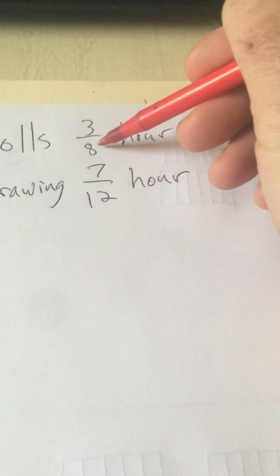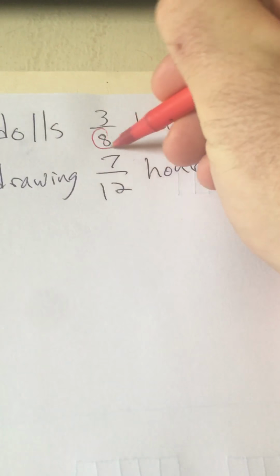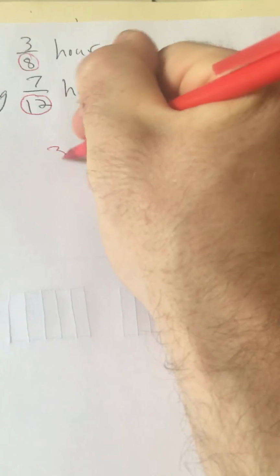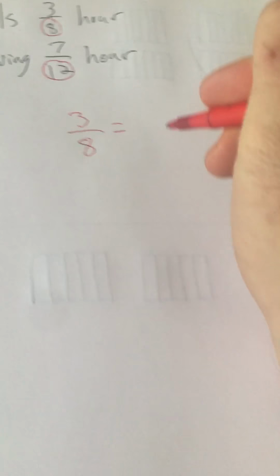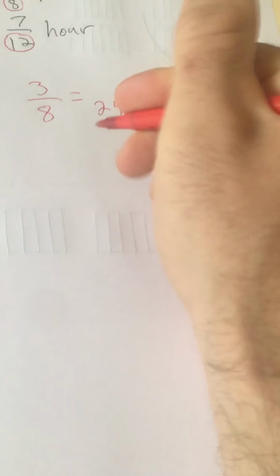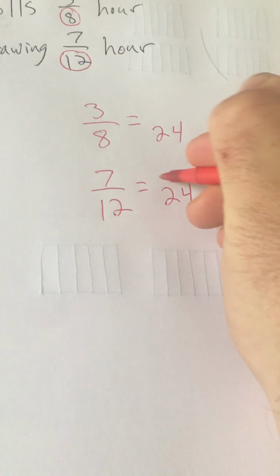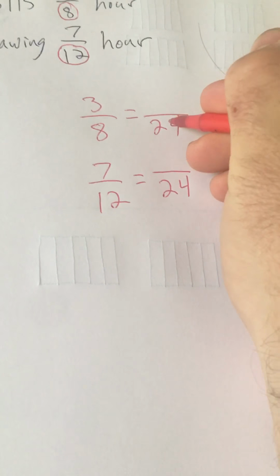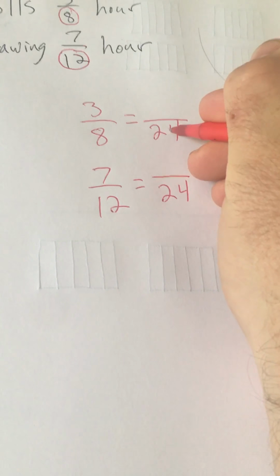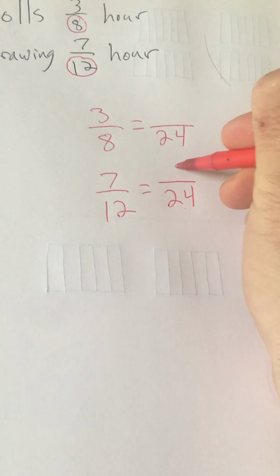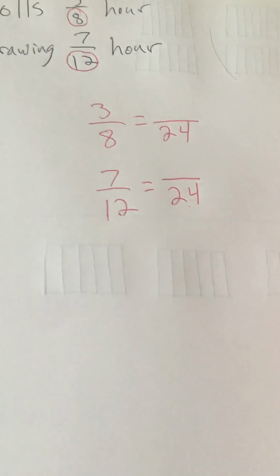We could make them into the same denominator. We could turn these denominators into 24 and see which one is bigger. That's one strategy we could use. So 3/8 is how many 24ths? And 7/12 is how many 24ths? Because if we turn them into the same denominator, that's the same number of pieces in the whole. If they have the same number of pieces, then whatever the bigger numerator is going to be the bigger fraction.